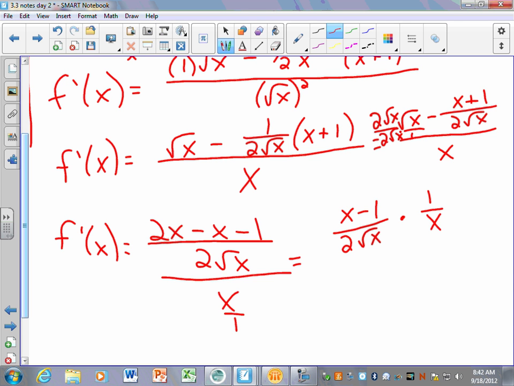No, nothing does cancel out, but it does make it a simplified fraction. What do we get? x minus 1 over 2x square root of x.